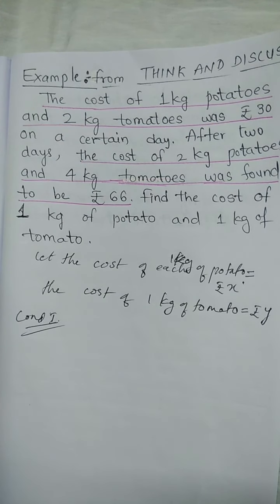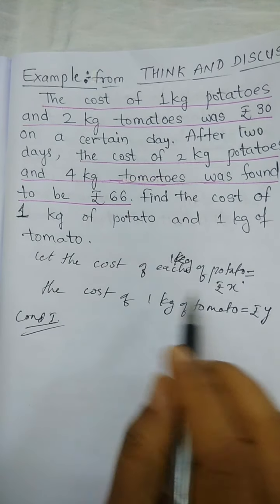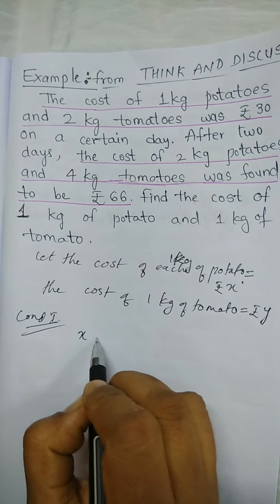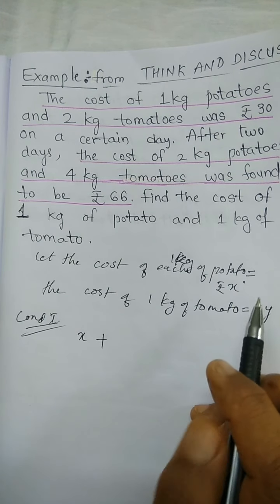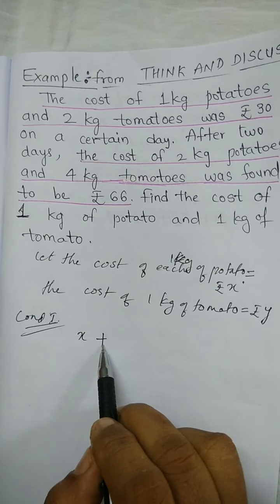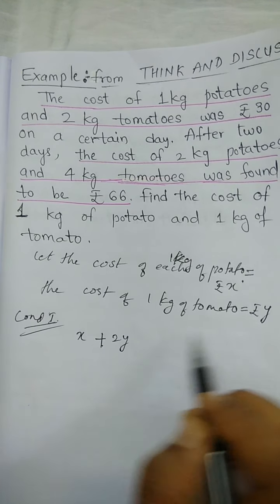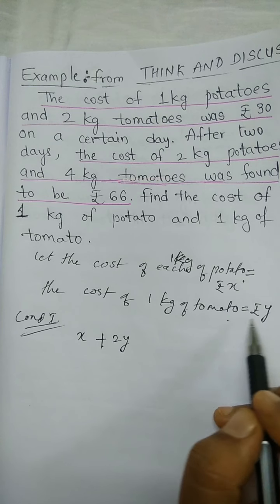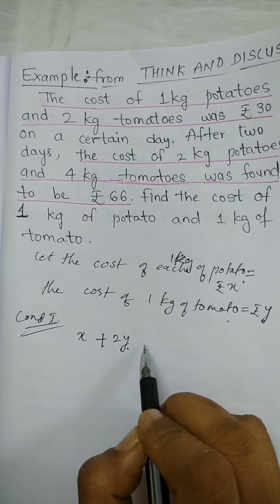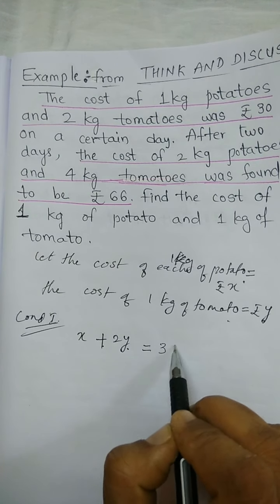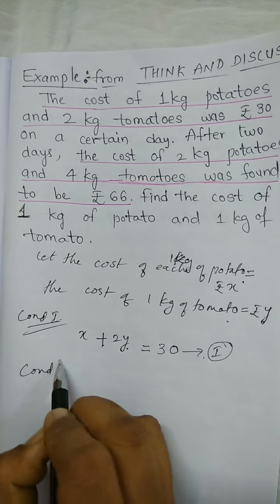Apply condition 1 for this. The cost of 1 kg potato is x rupees, plus the cost of 2 kg tomatoes is 2y, because the cost of 1 kg of tomato is y rupees. So the cost of 2 kg of tomatoes will be 2y. So the total amount you paid is 30 rupees. This is the first equation. Now come to condition 2.